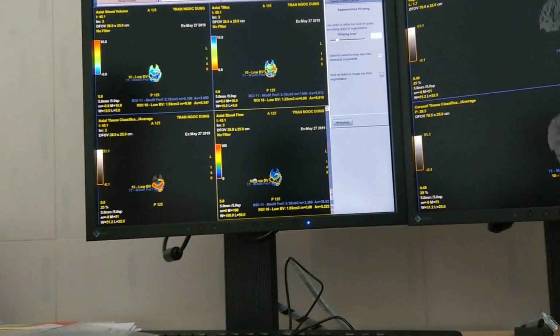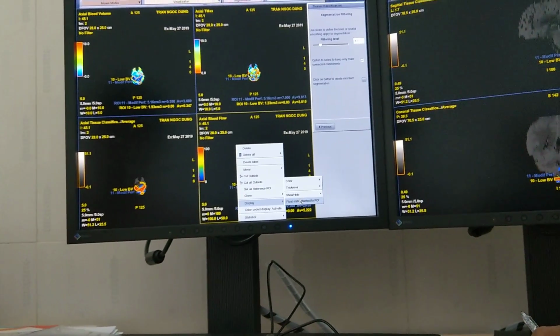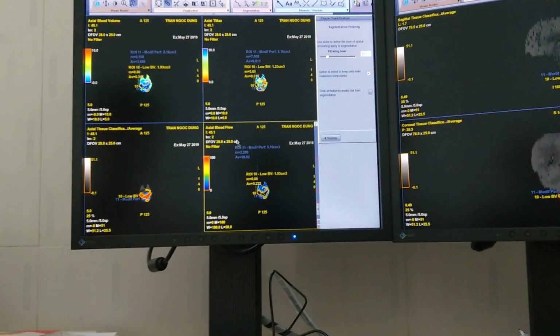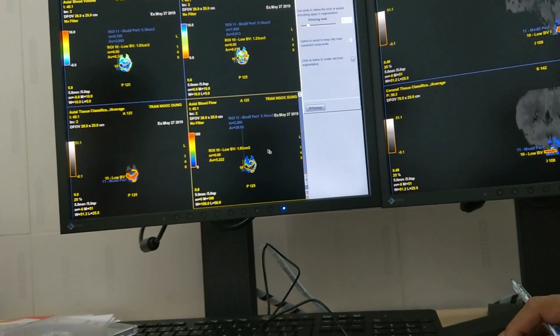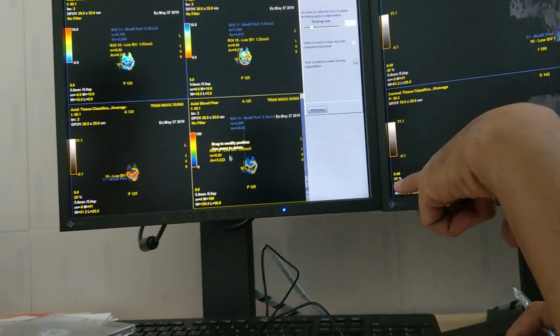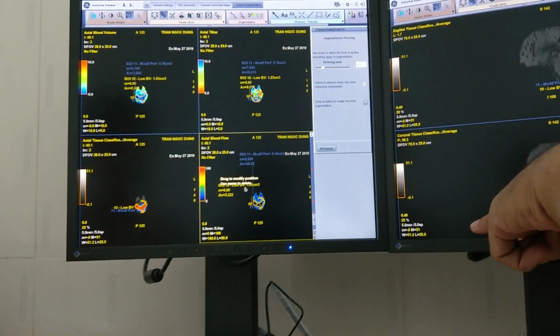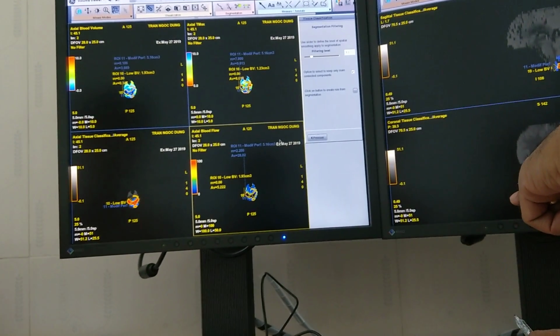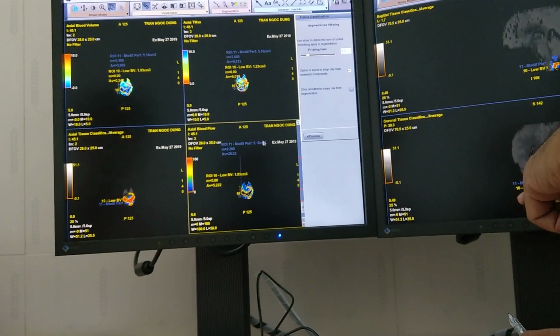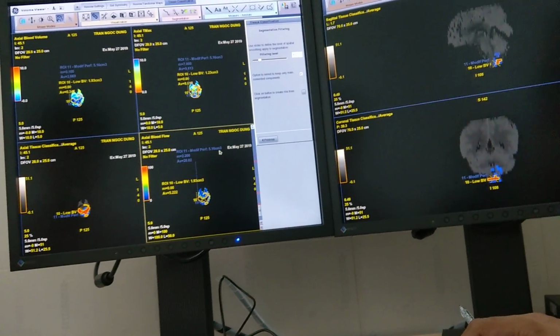Which one is smaller? It's easy to see like this. Okay. The red one, number 10, is the core, 1.93. The blue is the penumbra, 5.16 cm.